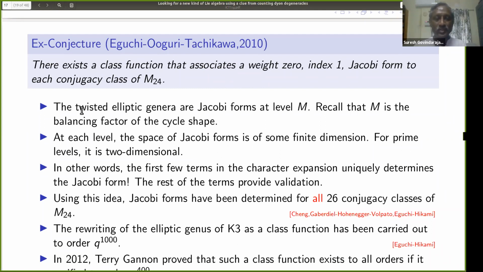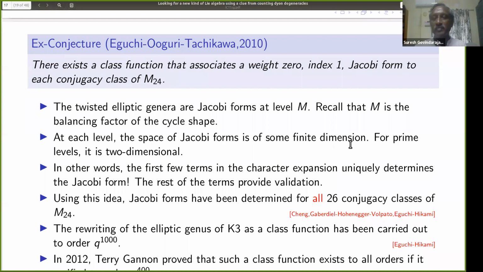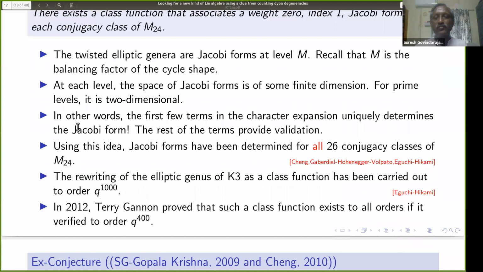What happens is that the twisted, actually I should call it the twined, elliptic genera are Jacobi forms at level M, where M is the order of the group element. So these are subgroups. And at each level, the space of Jacobi forms is of some finite dimension. For instance, for prime levels, it's 2-dimensional. In other words, the first few terms in the character expansion uniquely determine the Jacobi form, and the rest of the terms provide validation. So using this idea, Jacobi forms were determined for all 26 conjugacy classes of M24.